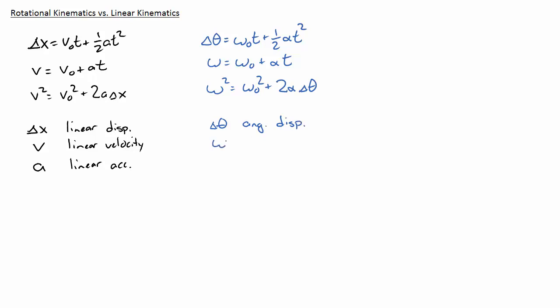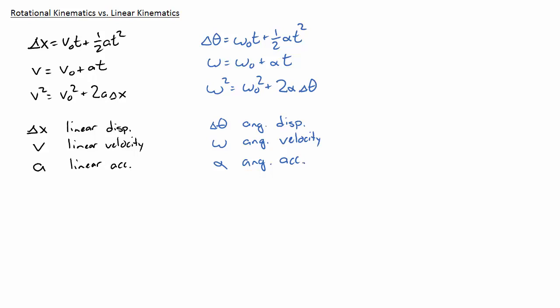We have omega, which is our angular velocity. And then we have alpha, which is our angular acceleration. So essentially it's the same three equations for our rotational kinematics as we had with our linear kinematics.